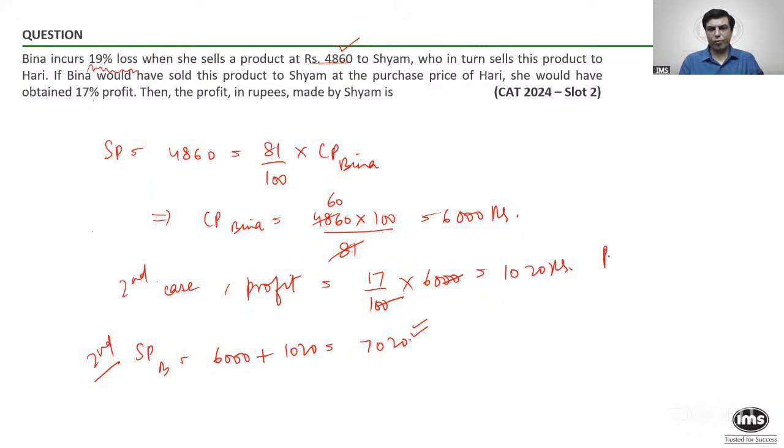So what is the profit for Sham? 7,020 minus 4,860. That is nothing but 2,160. 2,160 is the required answer. Okay. Is this clear? Before we look at one more way of solving this.